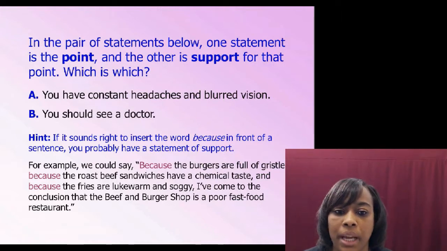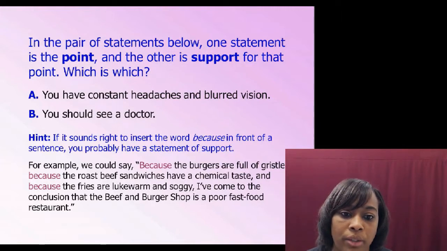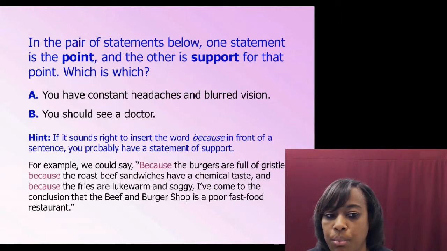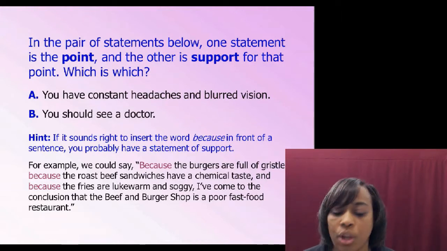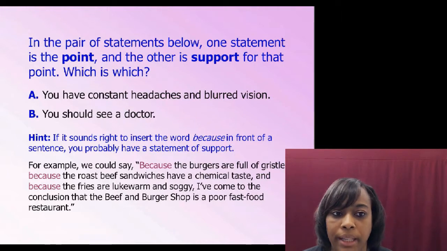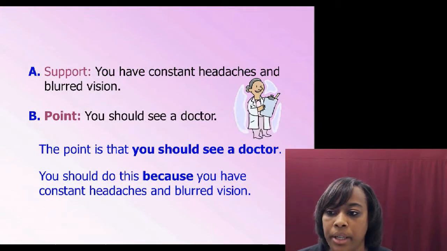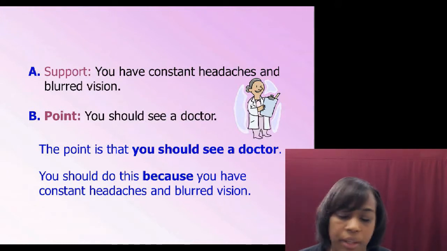We could even do it with the same thing about the burgers. For example, because the burgers are full of gristle, because the roast beef sandwiches have a chemical taste, and because the fries are soggy, this restaurant has poor service. Okay? So don't forget, if you can put the word because in front of it and it still makes sense, then it's going to be your support, not your point. And that's what we just talked about. Here it is. We said your point is you should see the doctor because you have blurred vision.